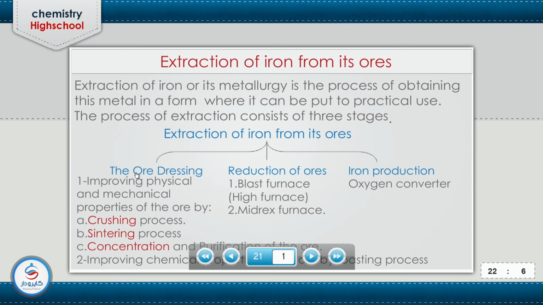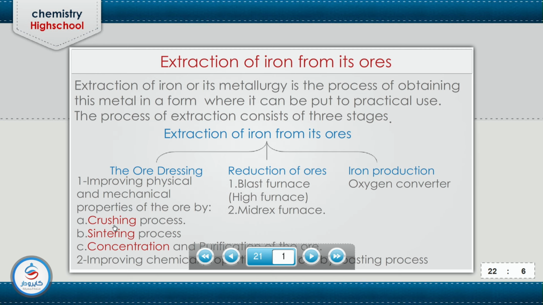First stage, the ore dressing, and second is reduction of the ores. The third is iron production. So the extraction of iron from its ores is divided into three processes. Number one, the ore dressing. Number two, reduction of the ores. Number three, iron production.